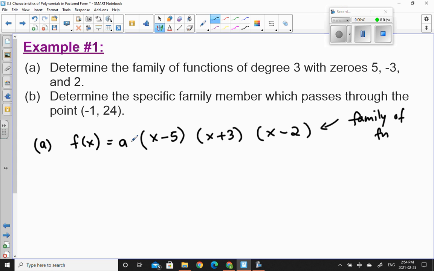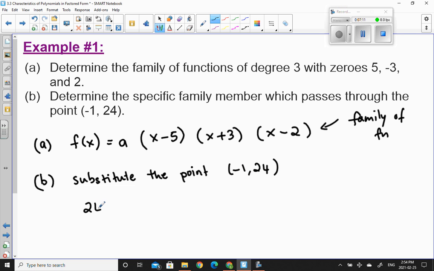And you can vary the a value and get different functions that have the same zeros but have different end behaviors based on what the a value works out to be. Okay, so that is the answer to part A. And in part B, you're going to substitute the point that they gave you in the question, which is -1, 24. When the x value is -1, the y value is 24.